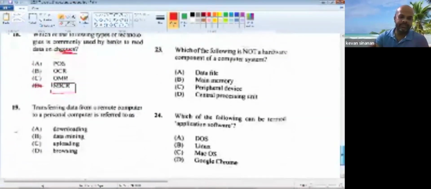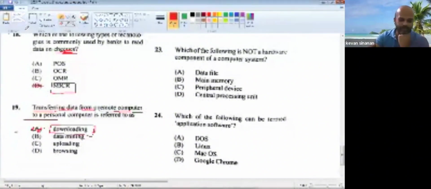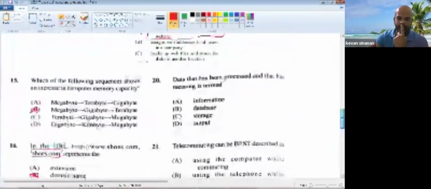Number 19, transferring data from a remote computer to a personal computer is referred to as, so let's try that again, transferring data from a remote computer to a personal computer. That would be A. It's definitely not browsing. And if it was the other way around, if we transfer data from a personal computer to a remote computer, it would be C, uploading. But it's A, downloading. 20, the data that has been processed and that has meaning is termed.